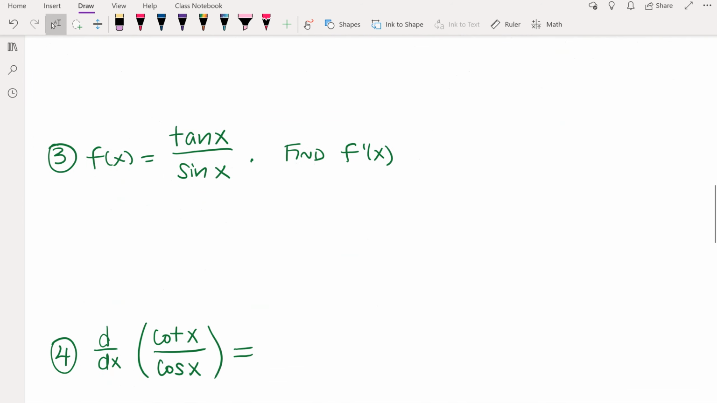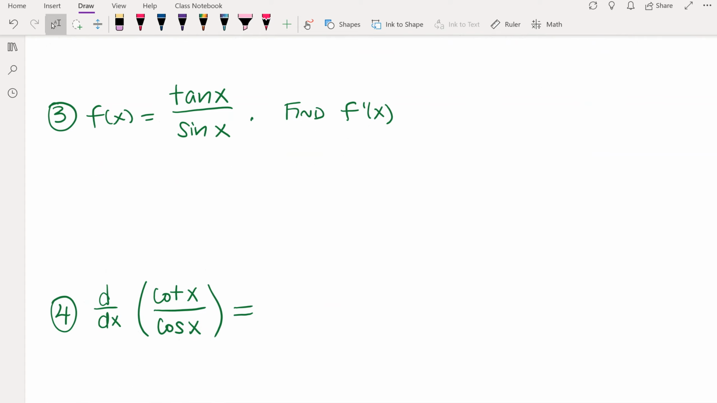All right, let's do a couple more. What if f of x equals tan x over sine x? Well, what do we have here? It's not a product rule, but we have a quotient. Division. That means we need to use the quotient rule.